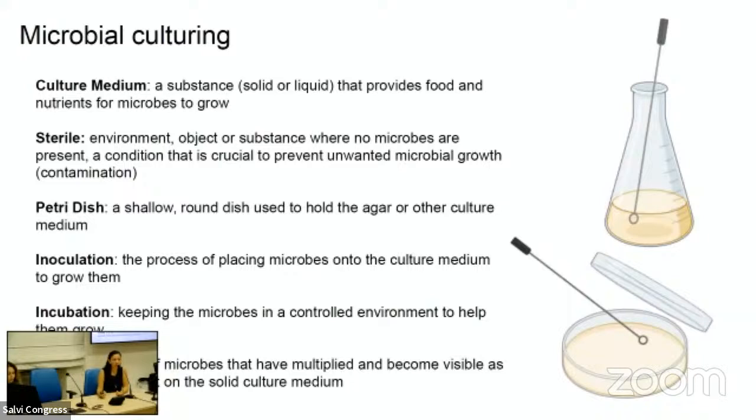We can have the solid medium poured into a petri dish. It's called petri dish, and in this petri dish we can have a streak, let's say, of the microbial cultures. The process of putting the microbes into the culture medium is called inoculation. And then after inoculating the microbes, we let them grow under their preferred conditions, and this is called incubation. At the end, after the incubation, on a petri dish, we can find single colonies of the microbes that are basically a group of microbes coming from a single cell that has multiplied and become visible as a spot.